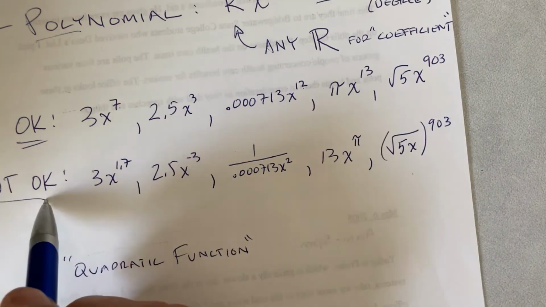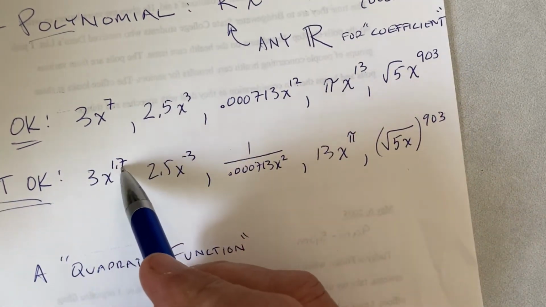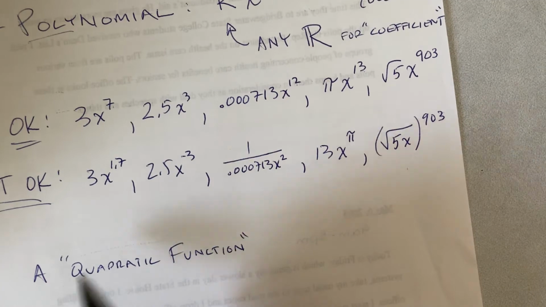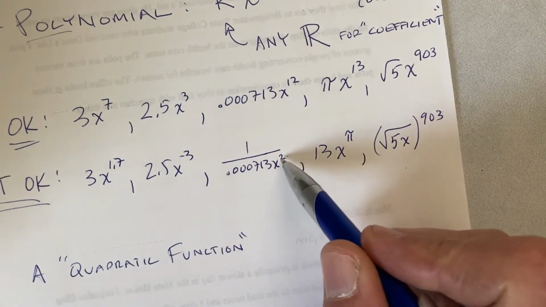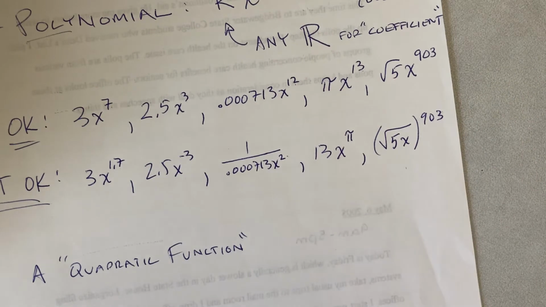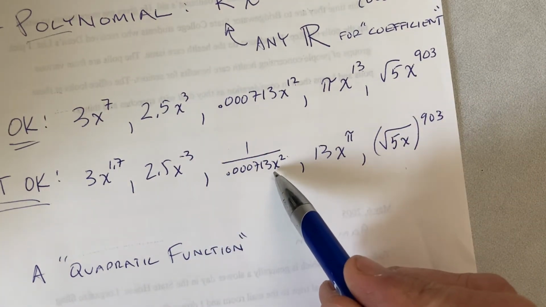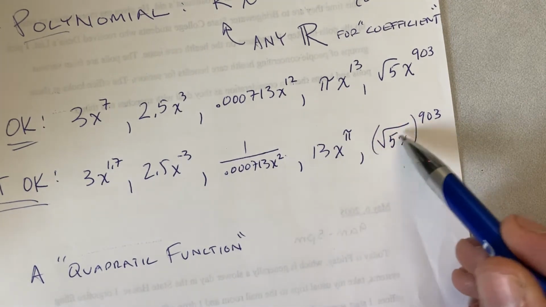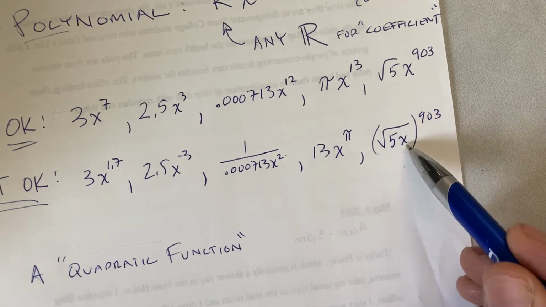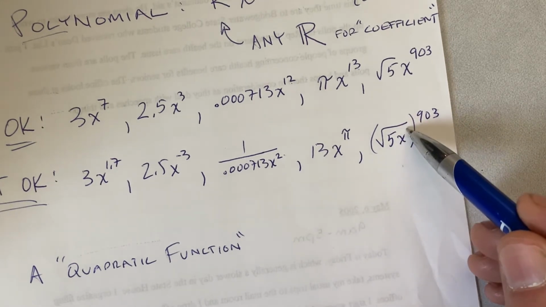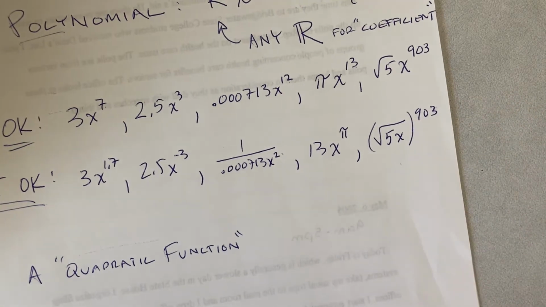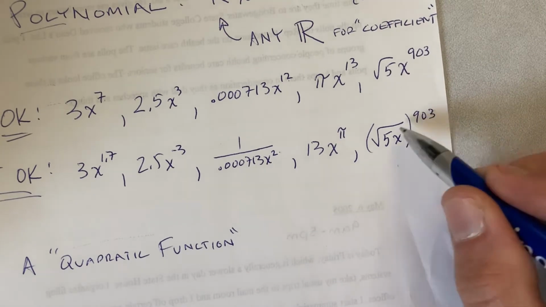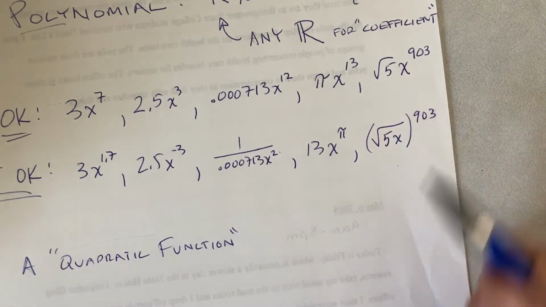These are not okay. Not okay here because 1.7 is not a whole number. Not okay here because -3 is not a positive number. It's not okay here because x in the denominator is like raising it to a -2 power, just like the -3, that's not okay, so no x's in the denominator. Here, the exponent is not a whole number, and here, this is really square root of 5, and the square root of x, that's x to the 1/2 power, and if you were to multiply 903 by 1/2, it would not be a polynomial. If that was a 902, then it would be, because you could take half of 902.